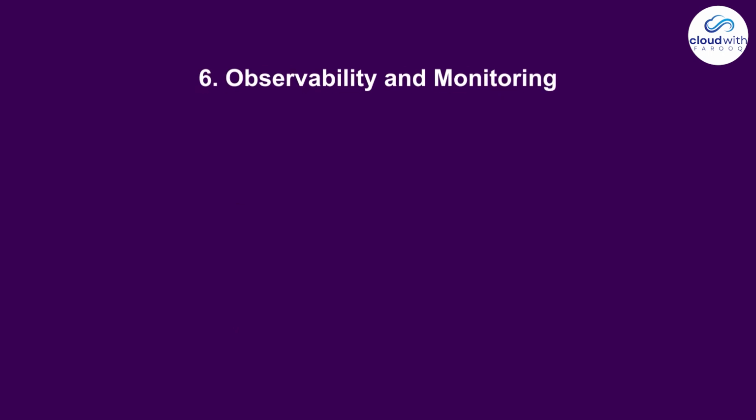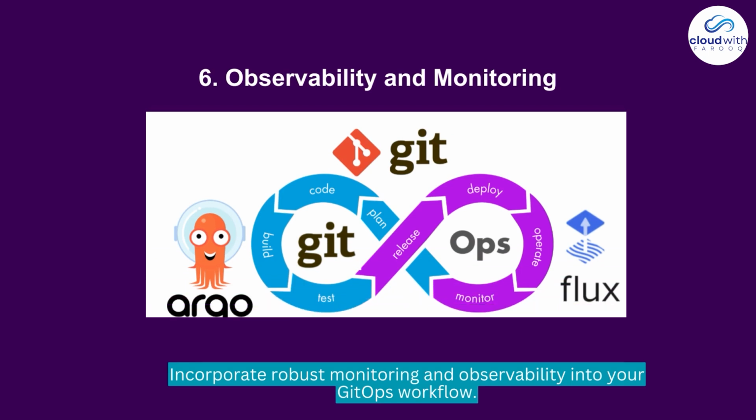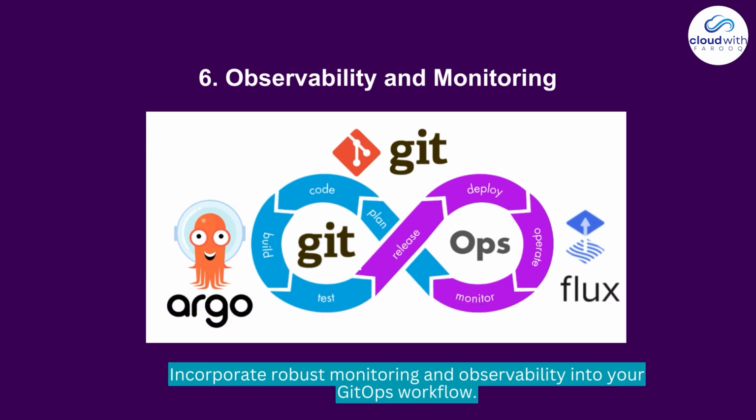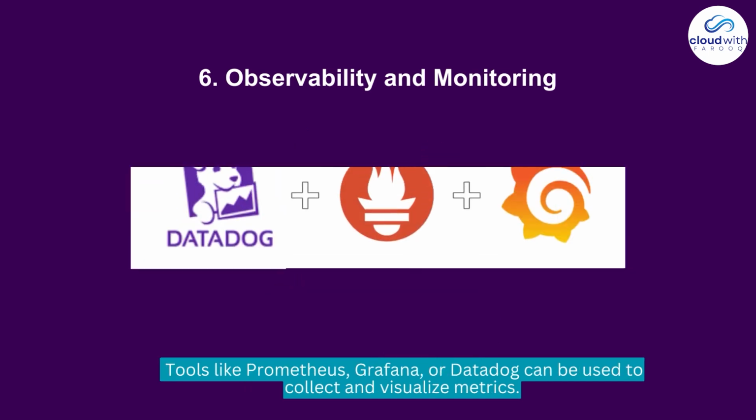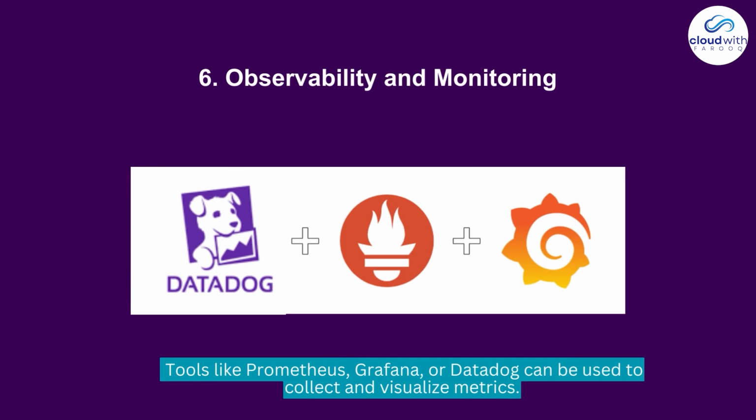Number 6, observability and monitoring. Incorporate robust monitoring and observability into your GitOps workflow. This allows for real-time visibility into the health and performance of applications and infrastructure. Tools like Prometheus, Grafana, or Datadog can be used to collect and visualize metrics.